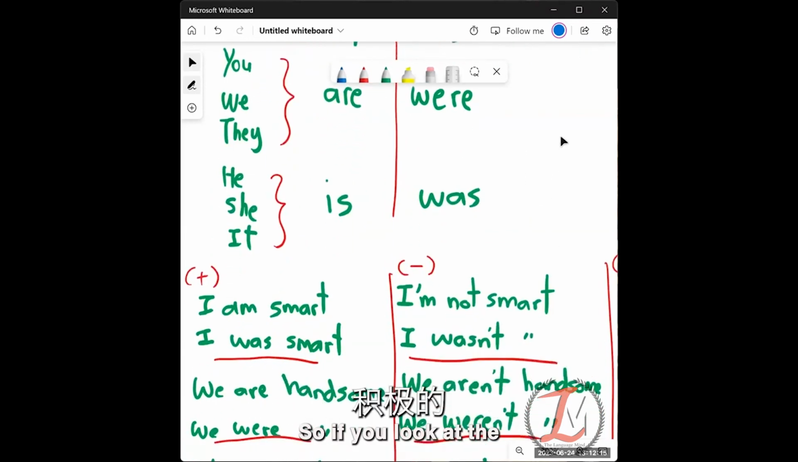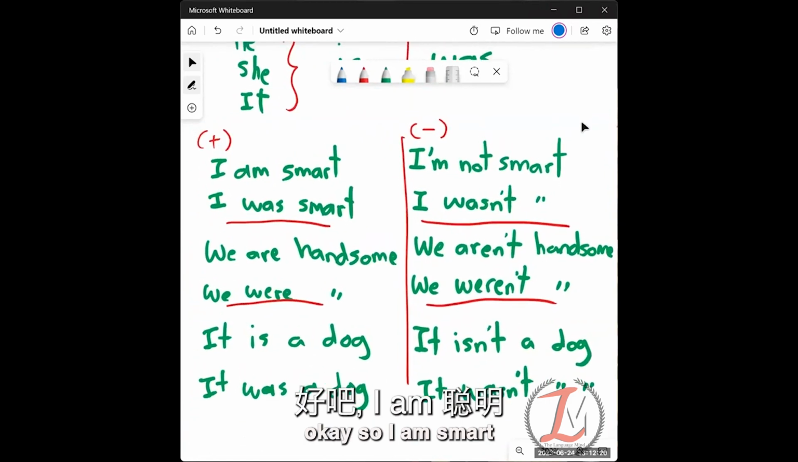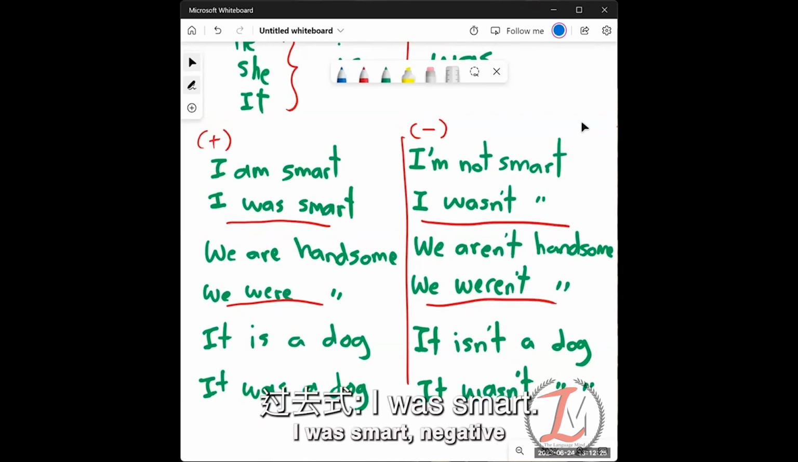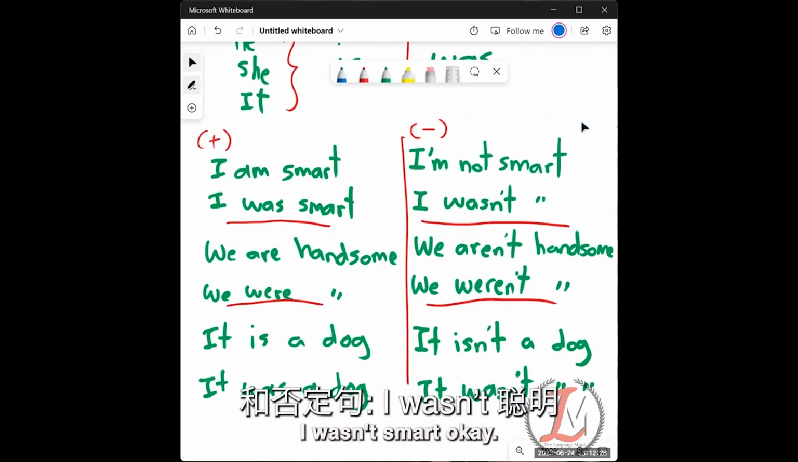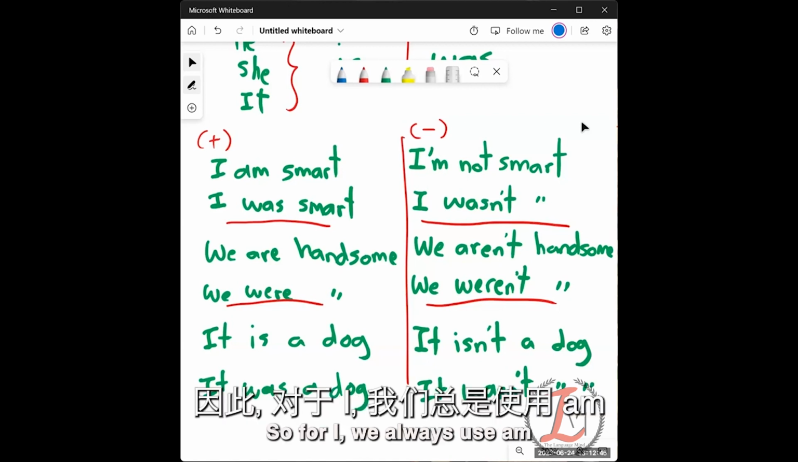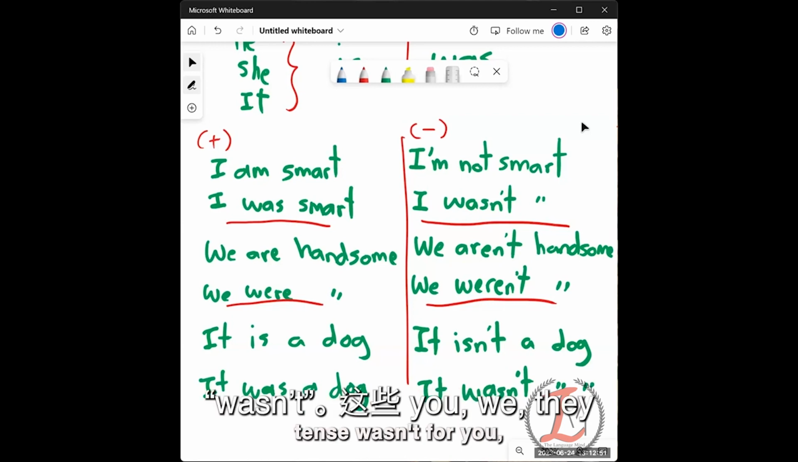So if you look at the positive and negative sentences, okay, I am smart. Negative, I am not smart. I was smart. Negative, I wasn't smart. Okay, we are handsome. We aren't handsome. We weren't handsome. Okay. It is a dog. It isn't a dog. It was a dog. It wasn't a dog. So for I, we always use am, and also past tense was. Negative, am not. Past tense wasn't.